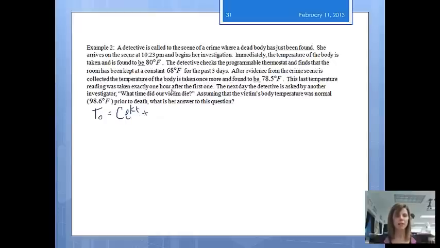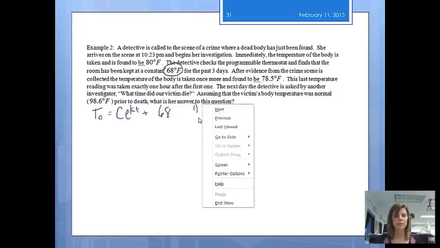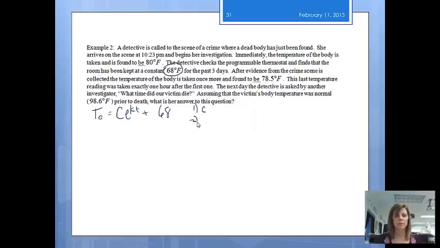And in our case, the surrounding medium would be the room that the body was found in, and the room was kept at a constant 68. So we can just put a plus 68 there. Alrighty, just like we've done in all the other problems, we'll find C, we'll find K, and then we'll solve the problem.